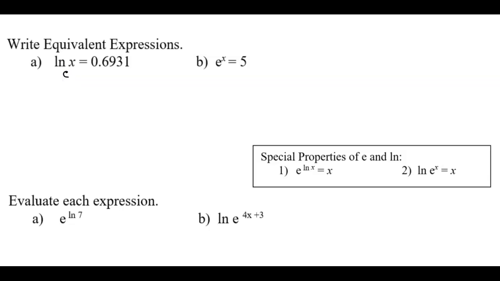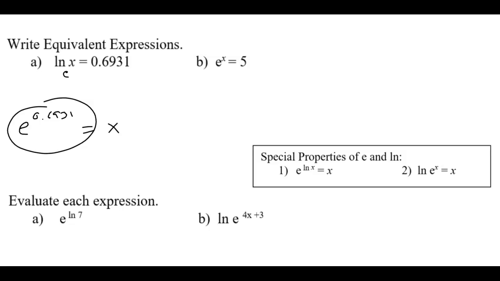So if I wanted to write this as an exponential, remember we do the base of the log raised to the power of the right side, so e to the 0.6931 equals x. And that is the exponential equivalent. And you can type that in your calculator. We technically just solved the equation by doing that because now x is by itself.